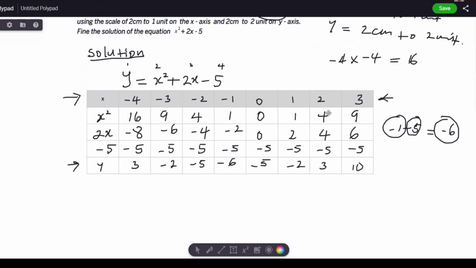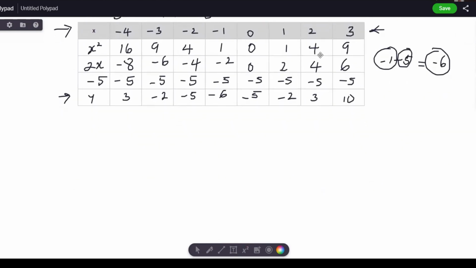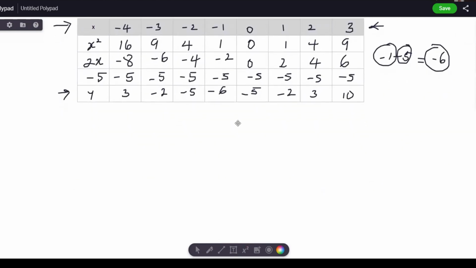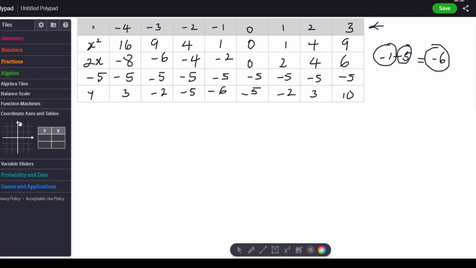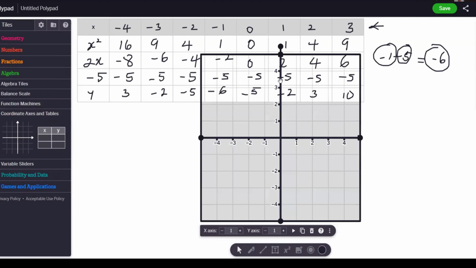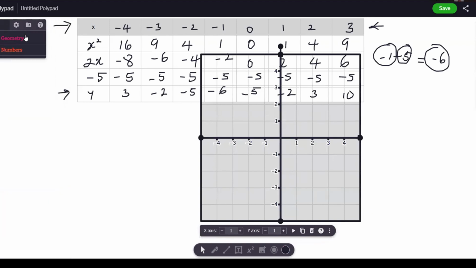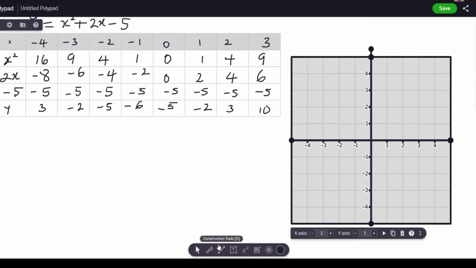Shift this up, import a graph here. Sorry, the graph that I have here already has a scale. So this graph already has a scale.